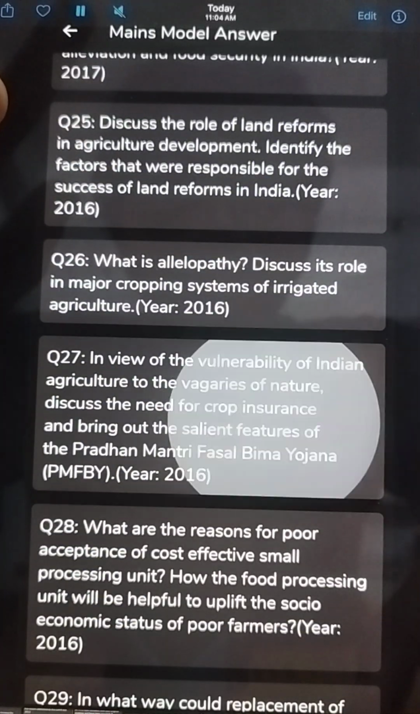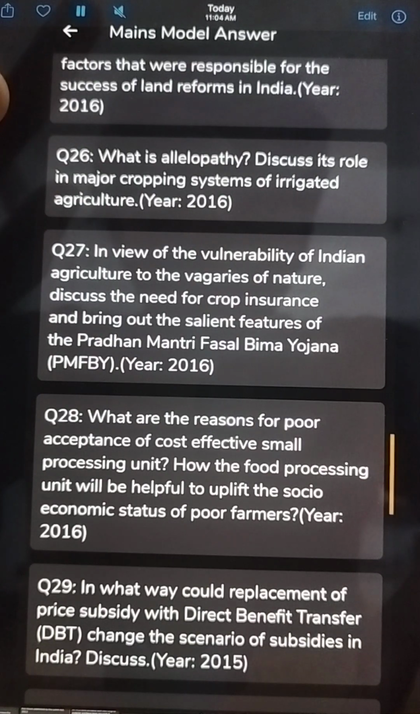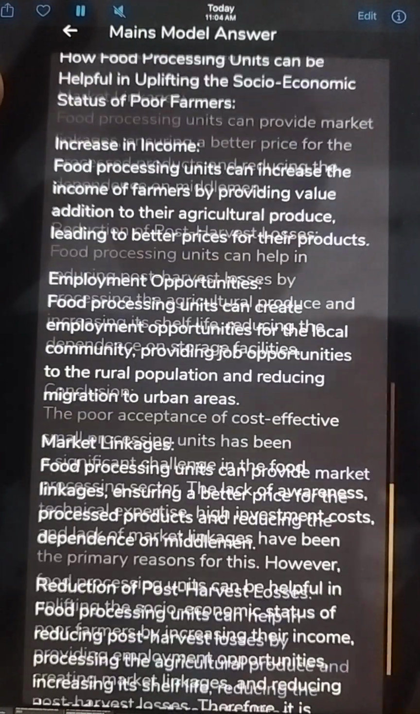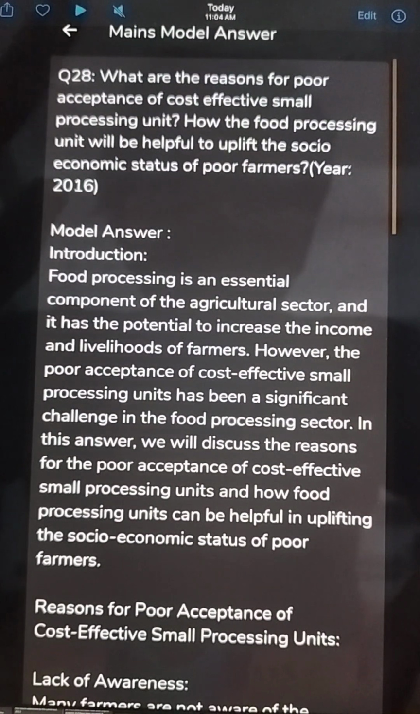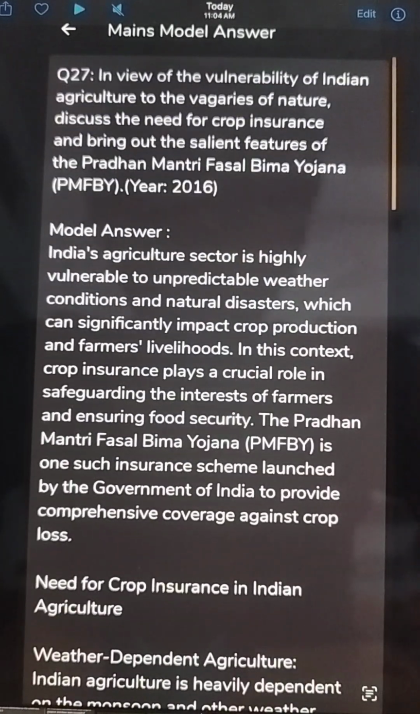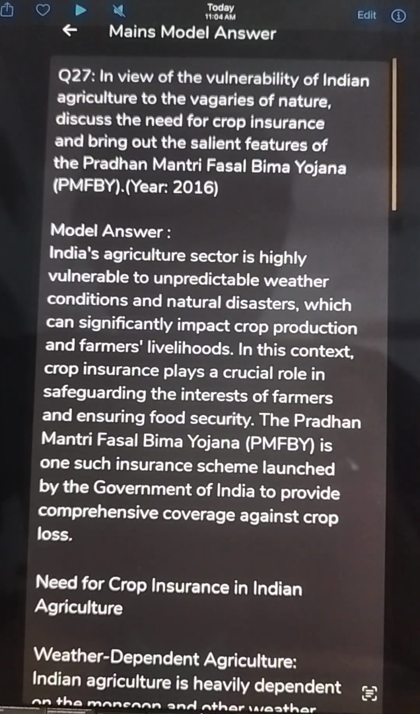Then comes the next question. In view of the vulnerability of Indian agriculture to the vagaries of nature, discuss the need for crop insurance and bring out the salient features of the Pradhan Mantri Fasal Bima Yojana.